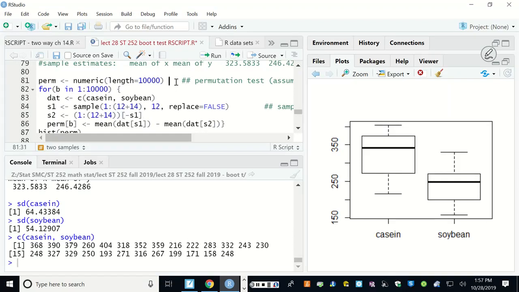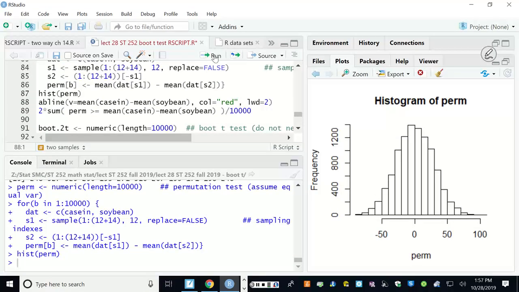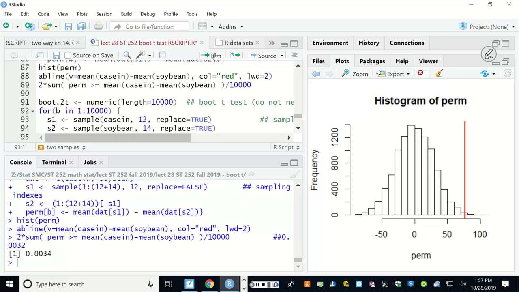So how does that look? That's the histogram of differences. My actual one, casein minus soybean, is there. So it's not the biggest, but it almost is. And so then my p-value is what percent are up here, and I multiply that by 2 if it's a two-sided test. It's 0.0034. So that's pretty small.